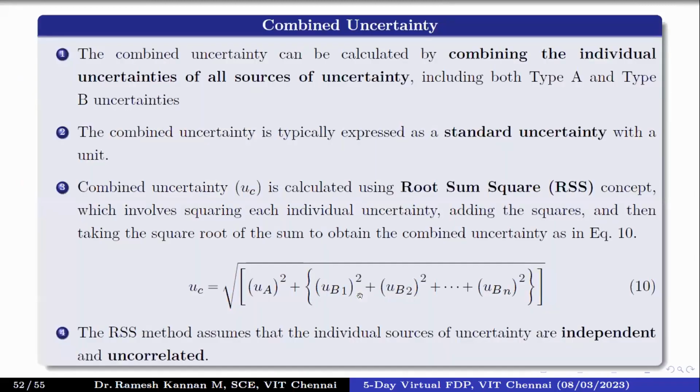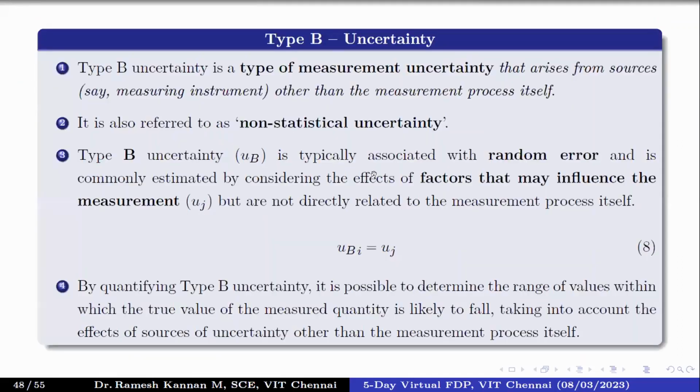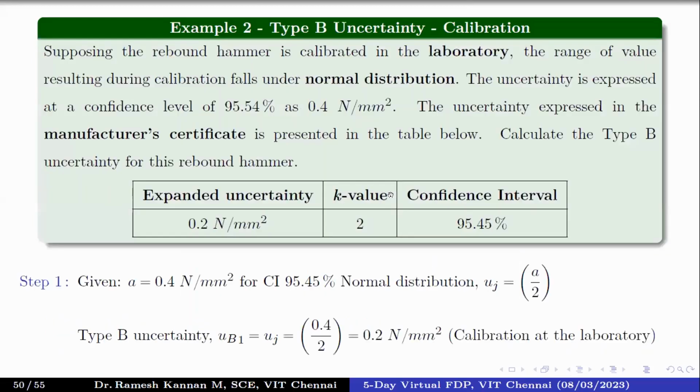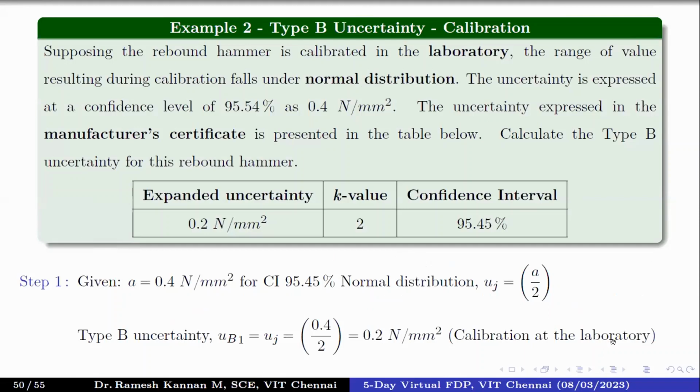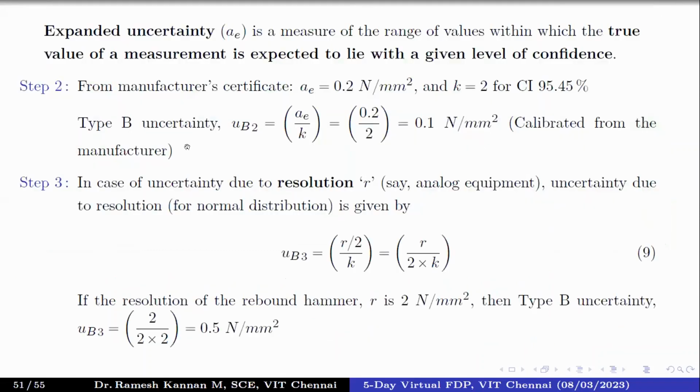And a few more things. Combined uncertainty is nothing but the combination of type A and type B, which uses the root sum square, RSS, where it is the square of type A uncertainty and the square of type B uncertainty. You cannot put everything, but instead, whichever is valid. Say, for example, in this example, calibrated at the laboratory or calibrated from the manufacturer, whichever is higher is what I recommend you put. But not both, right? It's not 0.2 whole square plus 0.1 whole square, not like that.